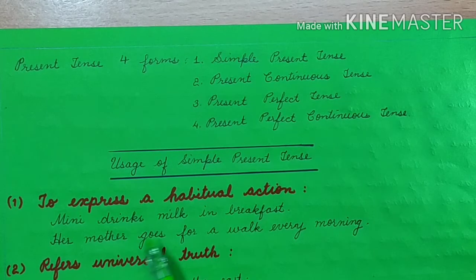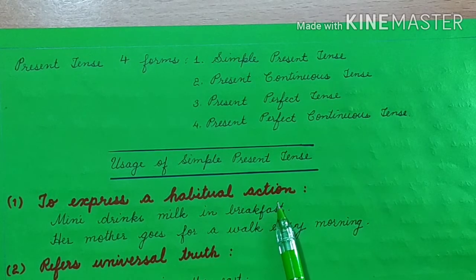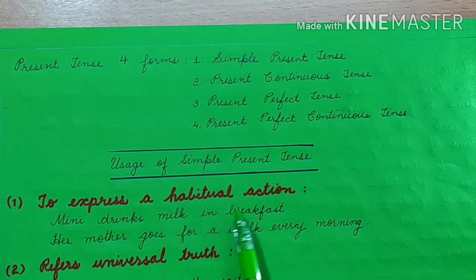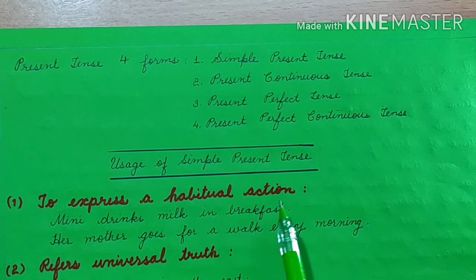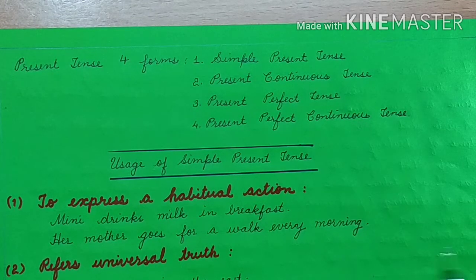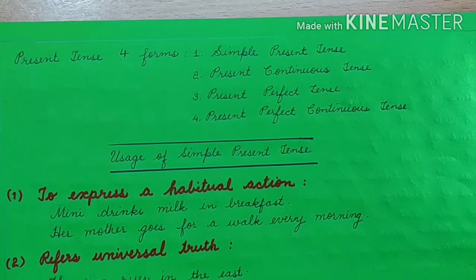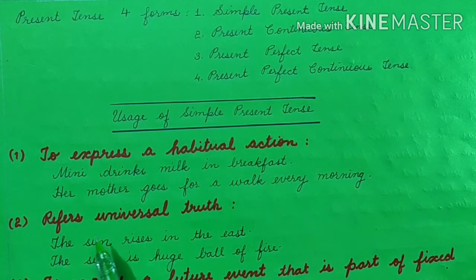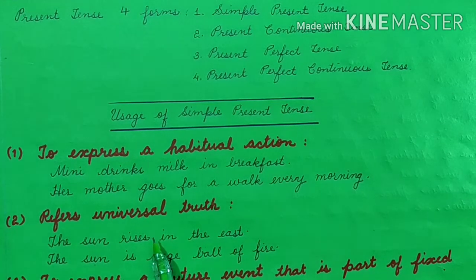To express a habitual action, or you can say routine work, like Minnie drinks milk at breakfast. Her mother goes for a walk every morning. It's a routine work, okay? Drinks, goes, they are in simple present tense. Then it refers to universal truth, the general truth, universal truth we call them.